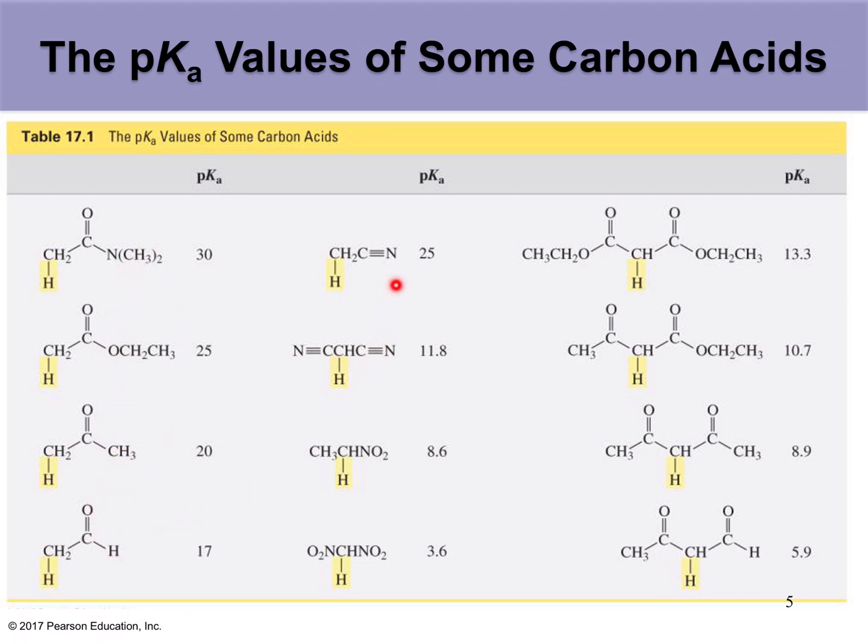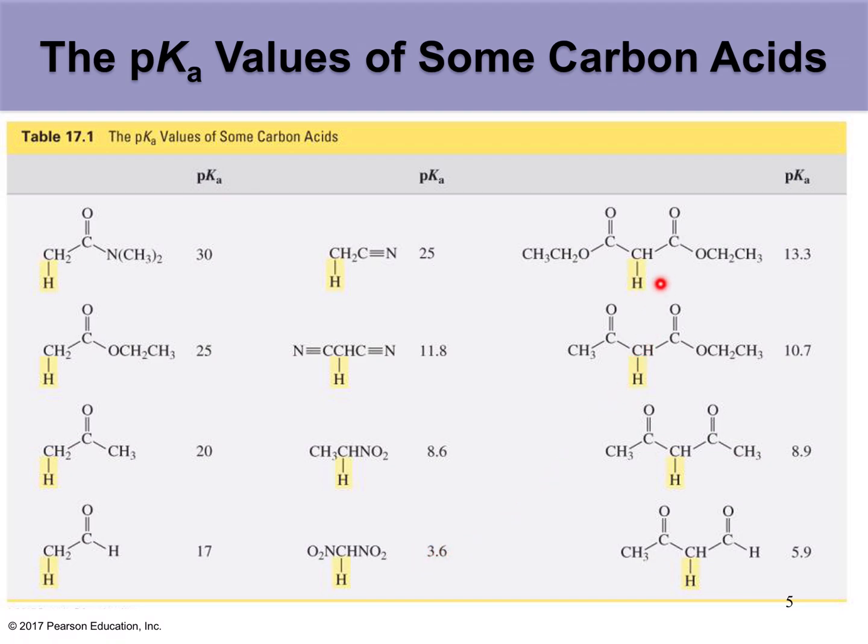And then we have a cyano group, cyanides. You have dicyano groups, and then you can have nitro groups, two nitro groups, 3.6. So when you have two nitro groups, that's about 3.6. It's pretty acidic, like acetic acid. Acetic acid pKa is about 4.75, I believe. It's even more acidic than acetic acid.